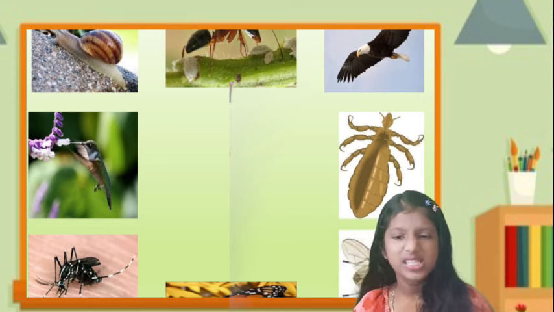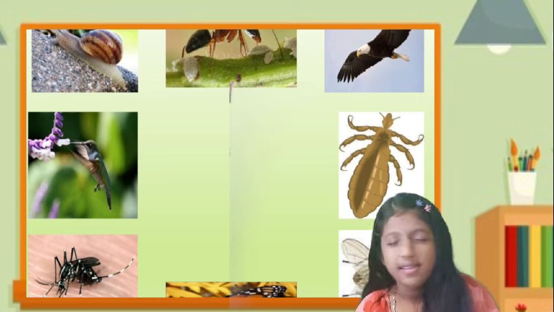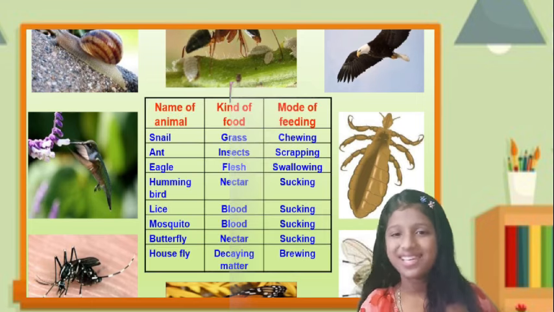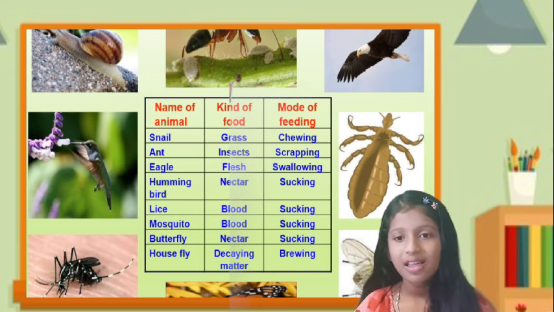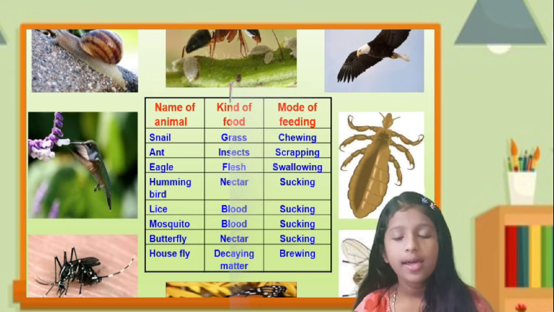And now this is the housefly, which sits on decaying matter. It does not do that only. See, whatever I told is written here. You can copy it down. Okay, I think you all copied. Let us go next.